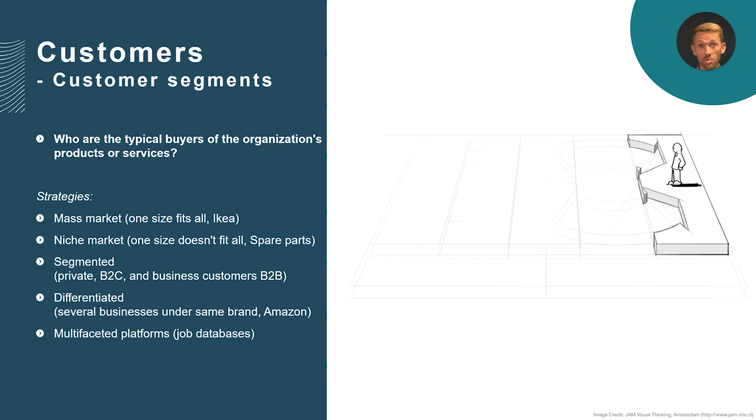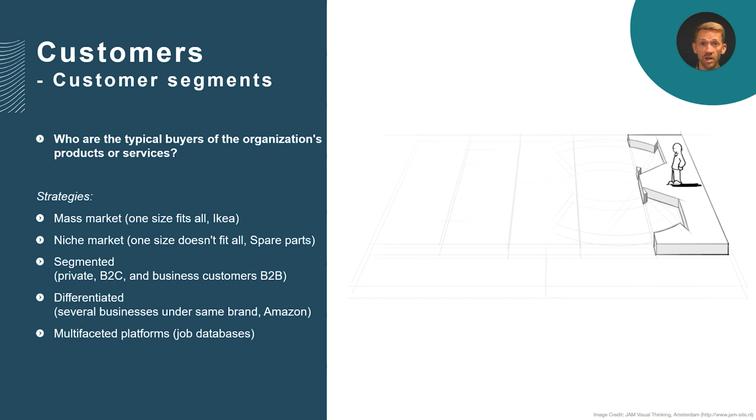You can also have niche market strategies. This would be the opposite. One size doesn't fit all. So for instance, spare parts for cars. If you are a company that is producing spare parts for Tesla cars, well then of course only the Tesla service shops would be within your customer segment.